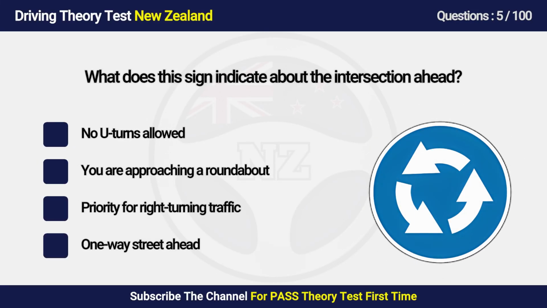A. No U-turns allowed. B. You are approaching a roundabout. C. Priority for traffic. D. One-way street ahead.